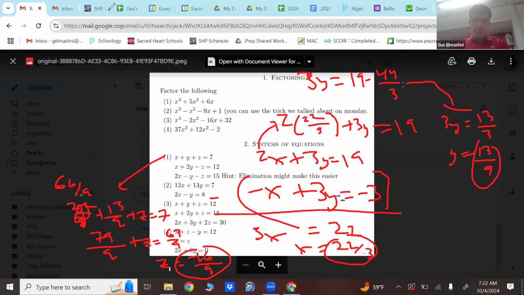There's an app on here. I'm just going to double check our work, make sure we got it. 1, 1, 1, 7, 1, 2, -1, 12, 2, -1, -1, 15. Solve it. Yep. Those answers come out correct.